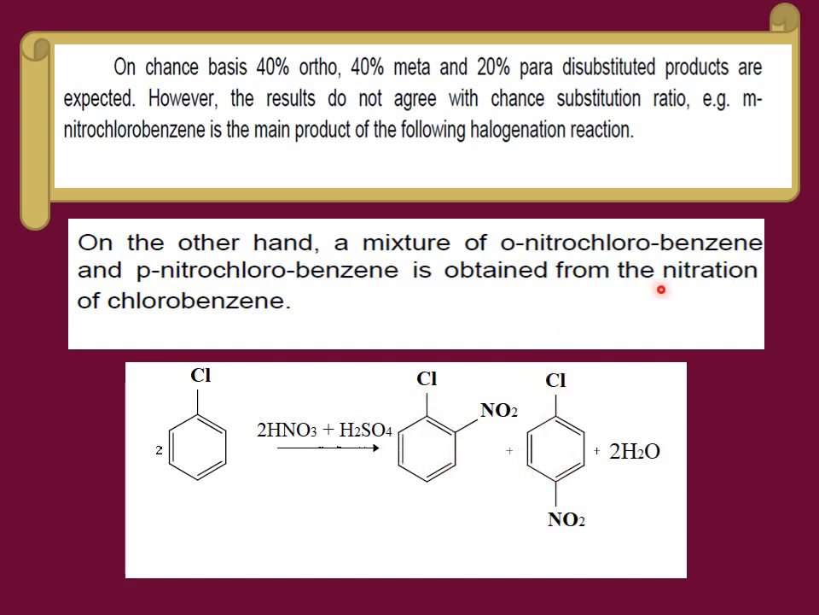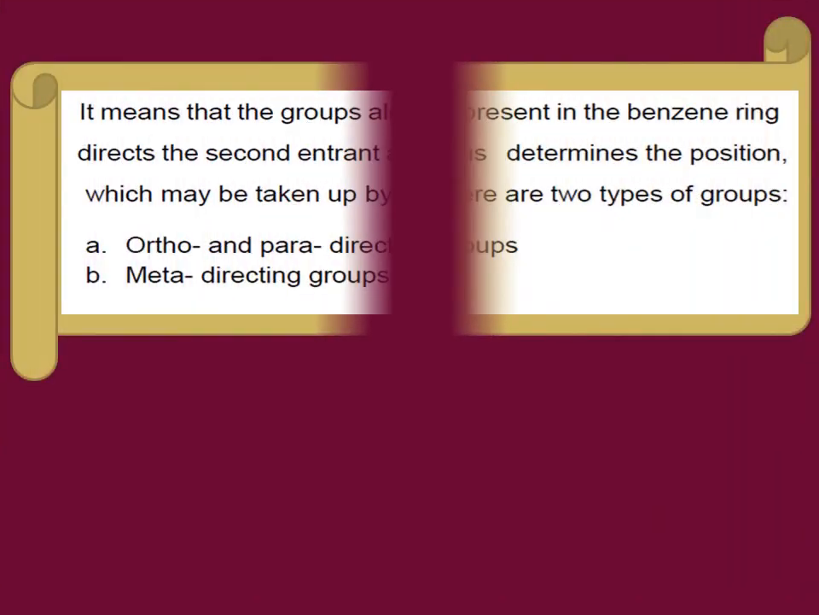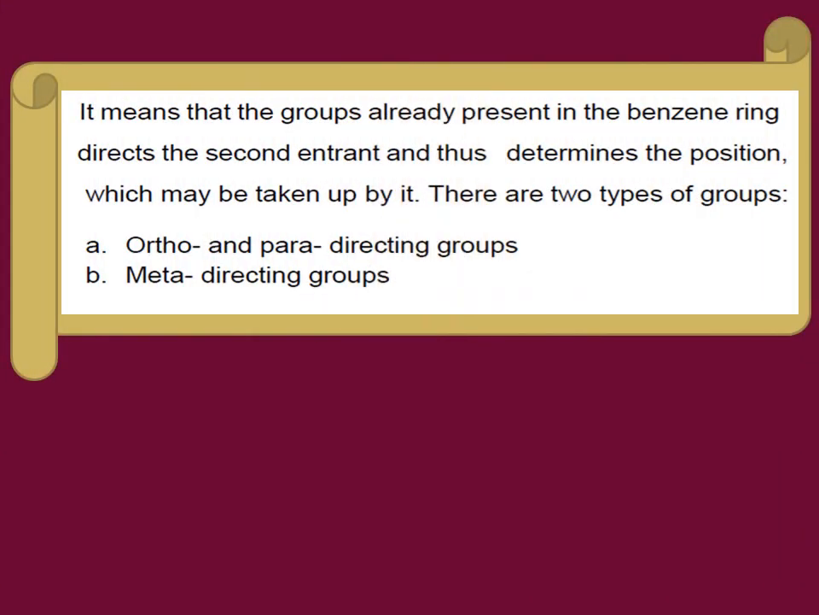Students, this reaction brings us to a conclusion that the groups already present on the benzene ring direct the second entrant, meaning the incoming group, and thus determine the position to which the second incoming group will attach. There are 2 types of such groups. The first one is ortho and para directing. Those groups which direct the incoming second substituent at ortho position also direct them to the para position. The second type of directing groups are meta-directing groups, which are going to direct the incoming group to attach to the meta position.